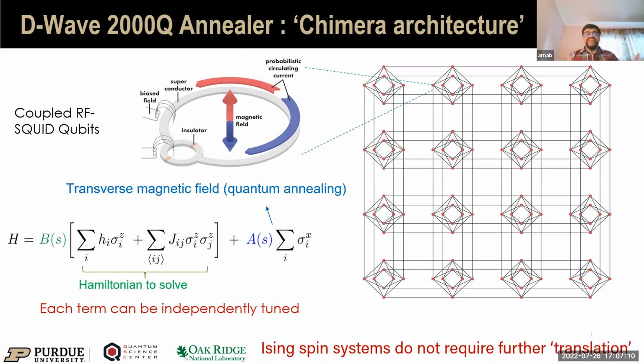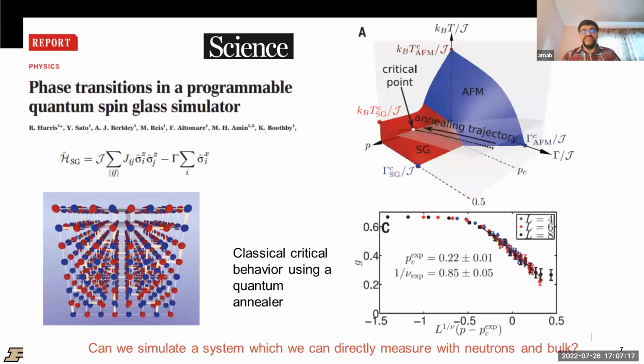And then you have a quantum annealing term, and then you control s versus B as the ratio between them to find out what your final phase would be.